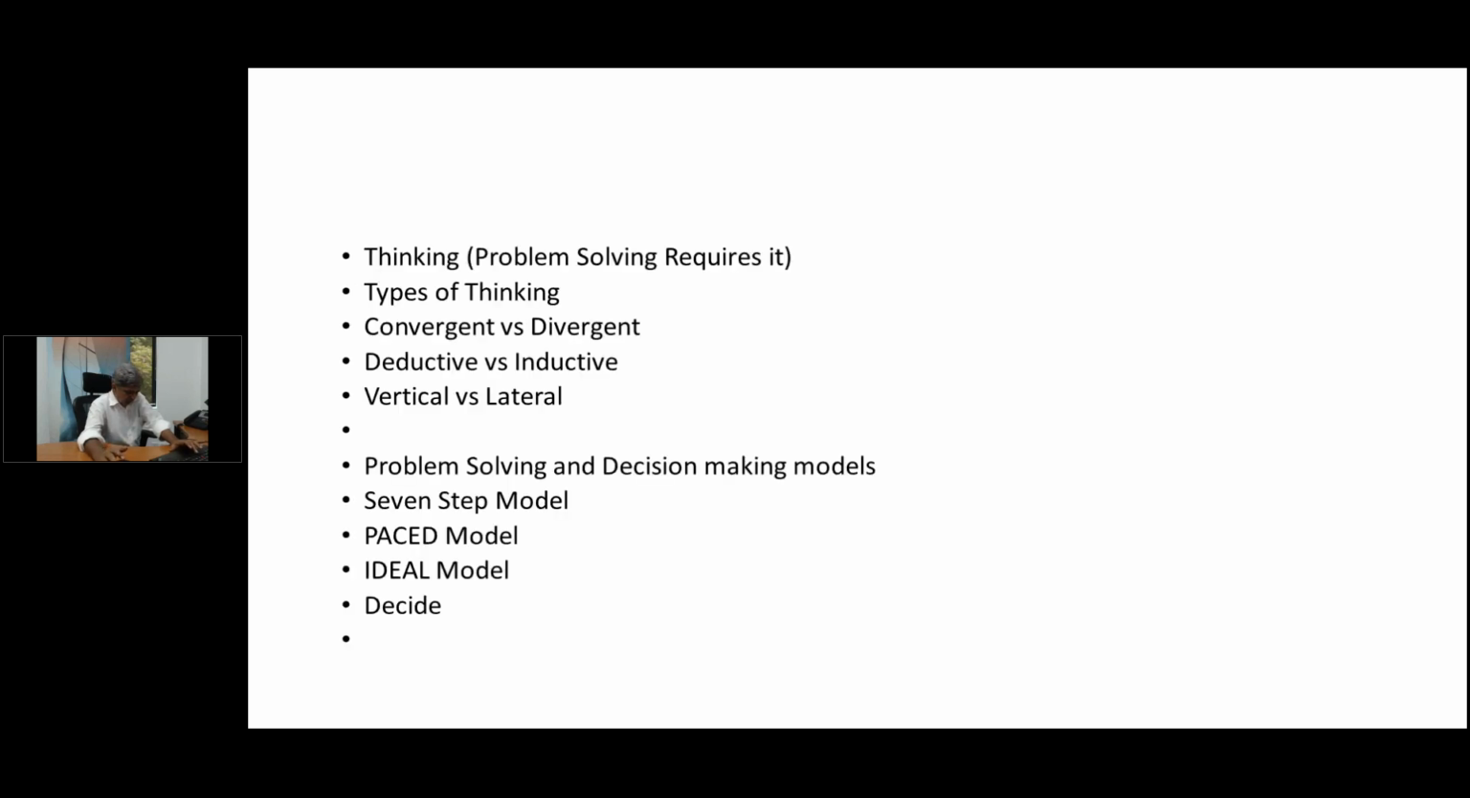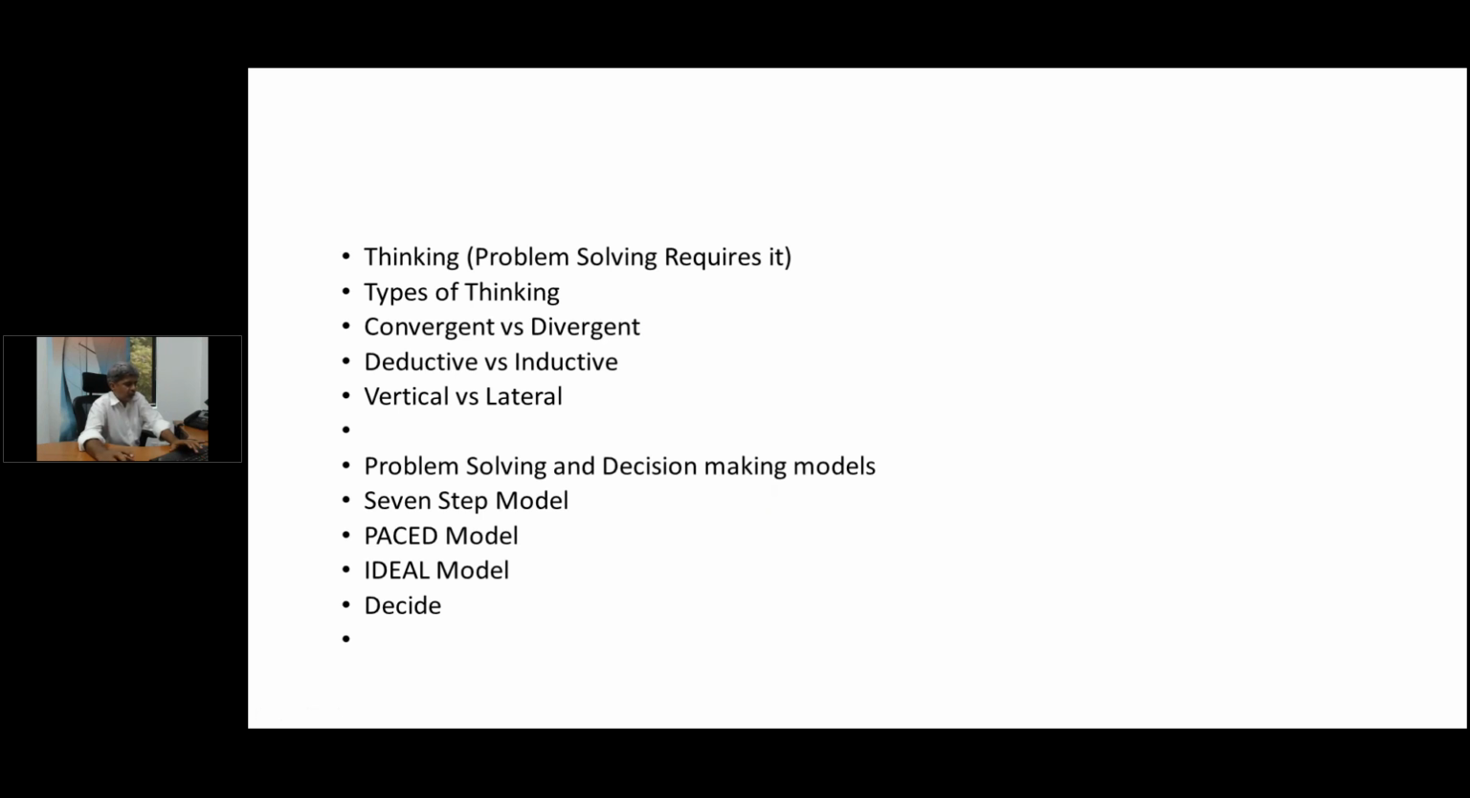And then we will focus a little bit on thinking. What are the different types of thinking? There are three sorts of comparison that we are making here. One is convergent thinking and divergent thinking. Other is deductive and inductive. And the third one is vertical versus lateral thinking. And then it will be followed with the different models of decision making.